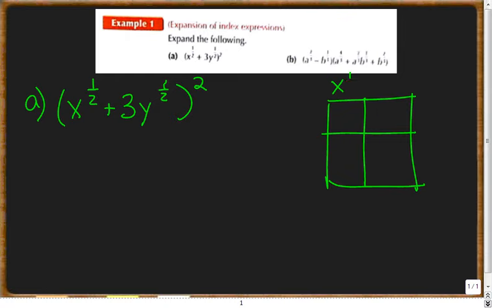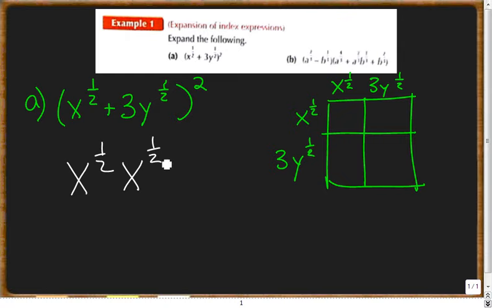So you have x to the 1/2, 3y to the 1/2, an x to the 1/2, and a 3y to the 1/2. Now you can go ahead and fill this in. Well, x to the 1/2 times x to the 1/2. When you multiply things that have the same base, you add their exponents. 1/2 plus 1/2 makes a whole, so you get x to the first.